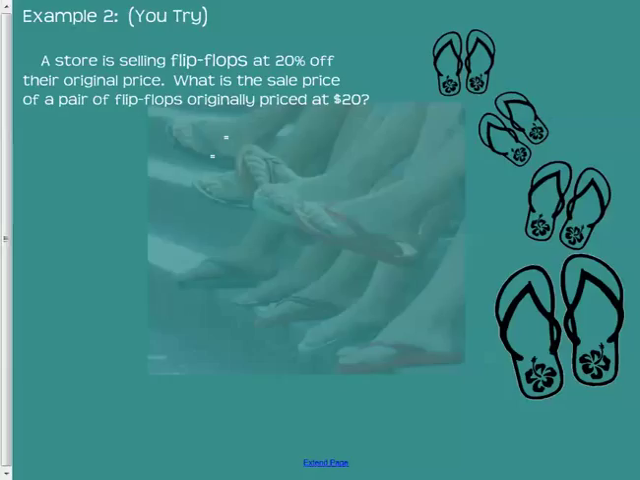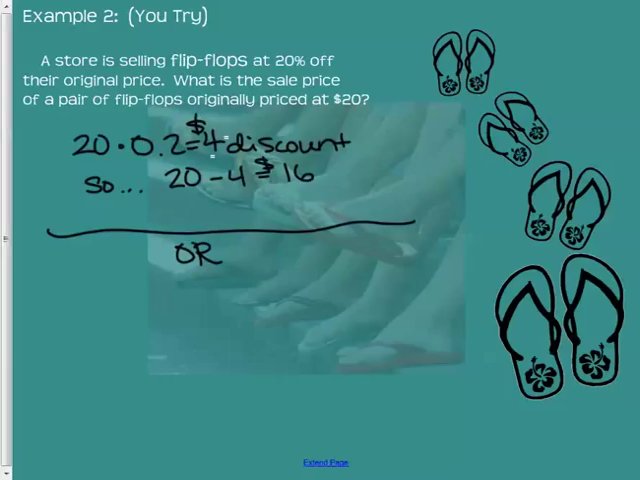All right, here's what I did. So what you could do is take your $20 times your 20% and get $4. Remove that from 20 and that's how much you're going to pay. You're going to pay a discounted rate of $16.